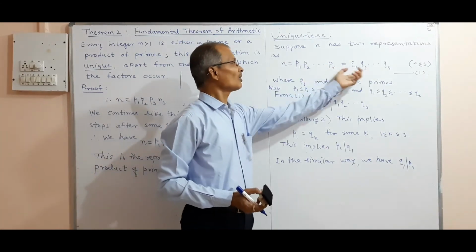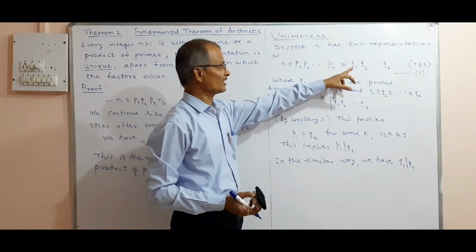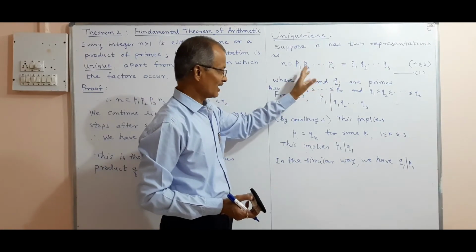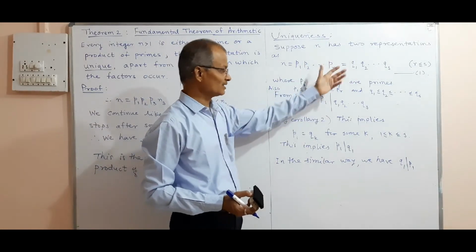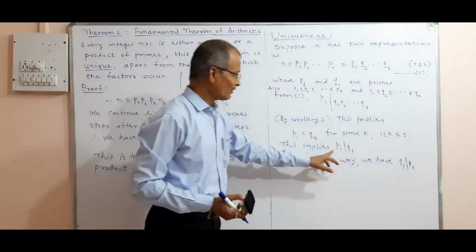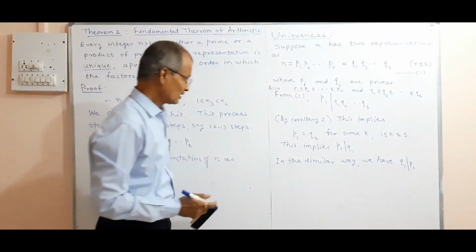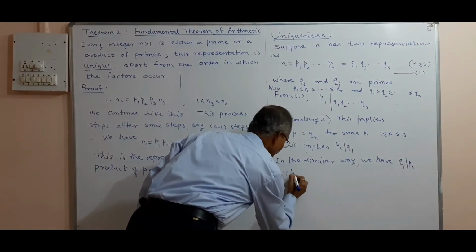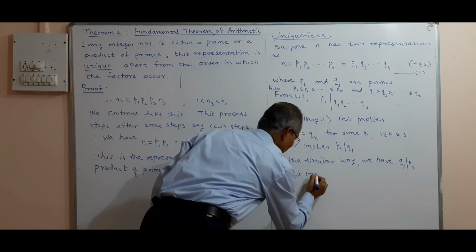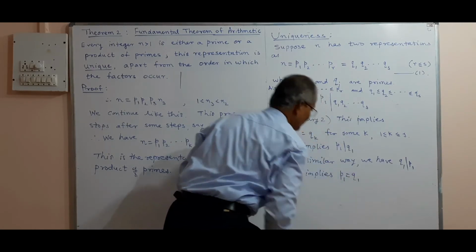Now if you consider Q1, Q2 etc. on this side and P1, P2 on that side, we can say Q1 divides this product. And similarly, interchanging the sides, we can say Q1 divides P1. And if they divide each other, then they must be equal, because these are greater than 1. So this implies P1 is equal to Q1.